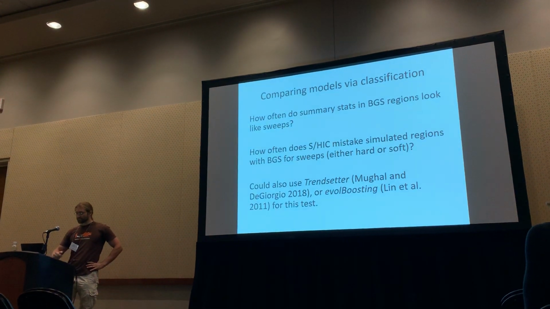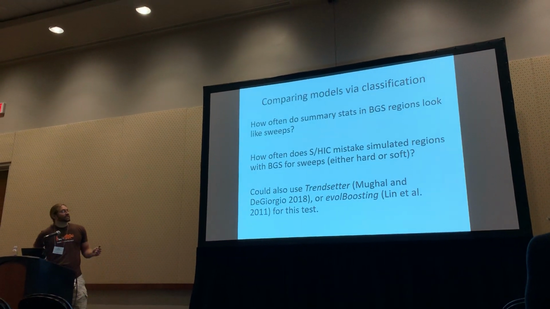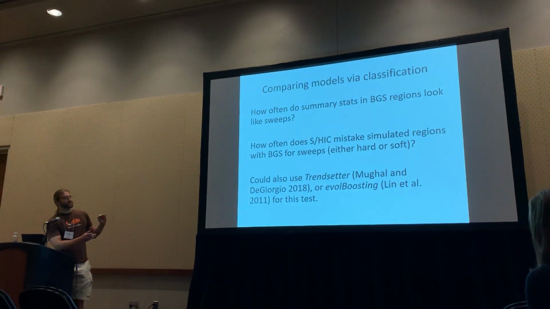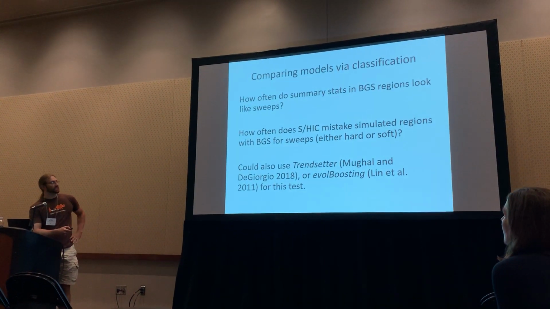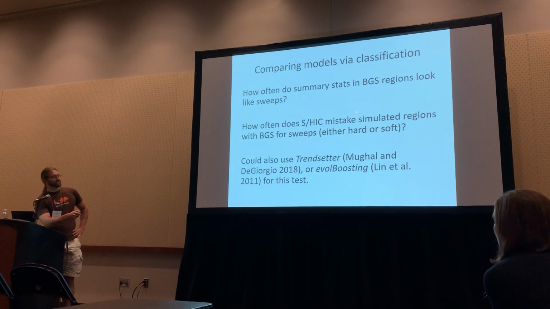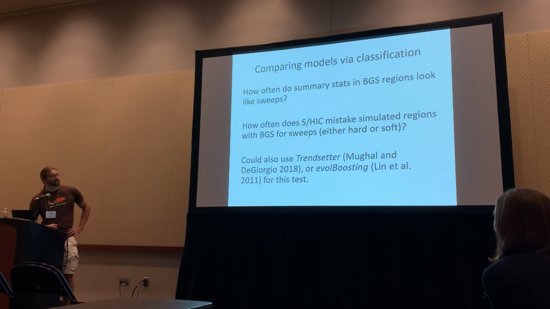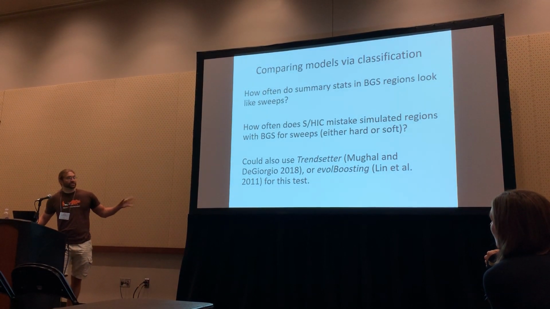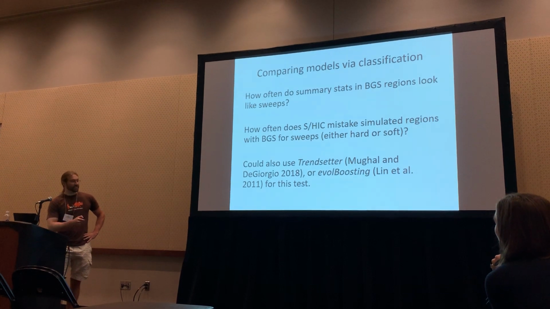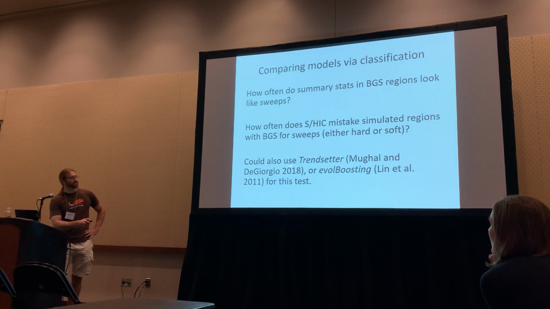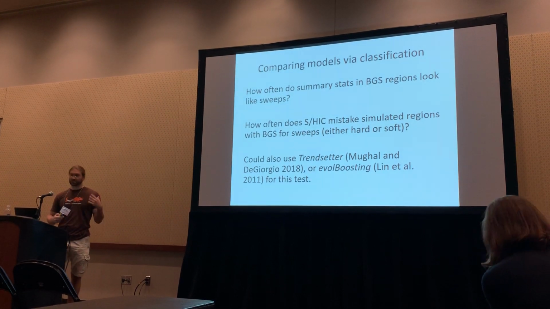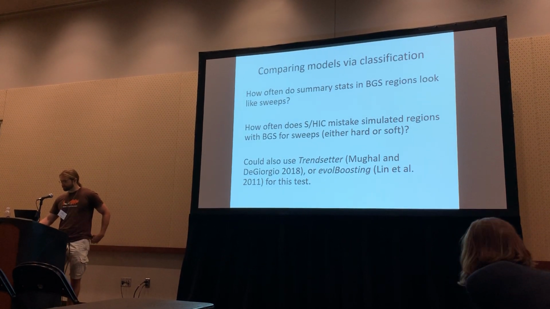So again, we're trying to answer this question of how often do the patterns of diversity produced by BGS look like a sweep? And we were answering that by rephrasing it as another question: how often does our classifier SCHC mistake a region simulated under BGS for a selective sweep? There are a number of other methods that use similar information, including this recent one called Trendsetter. These can all be used as well. I'm just using SCHC because it's my thing.